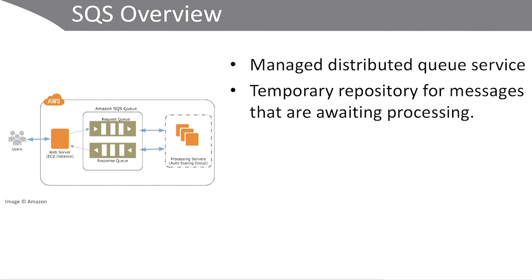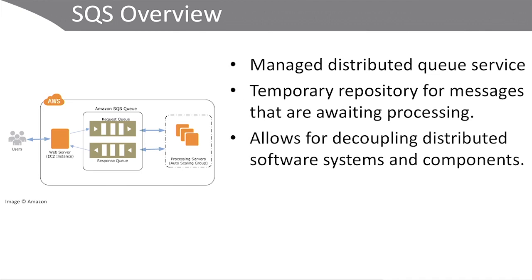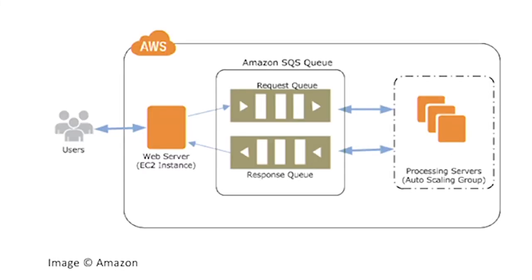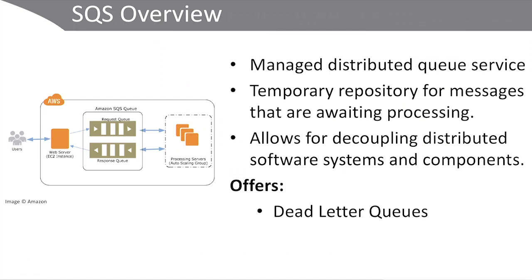SQS queues are simply a temporary repository for these messages that are awaiting processing. It allows you to decouple distributed systems. So as our picture is showing here, we have a web server serving clients, and we have a processing server or a group of processing servers that is handling the processing that needs to occur. And we are distributing that functionality using a common broker in the middle, that being AWS SQS. It does offer dead letter queues, and I'll explain what a dead letter queue is here in just a moment, and cost allocation tags. We'll talk about those as well.